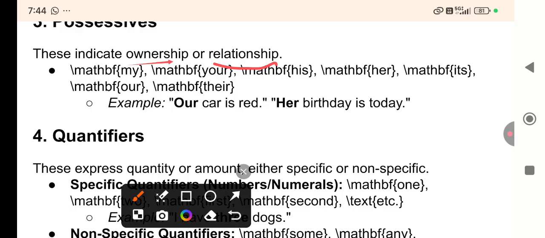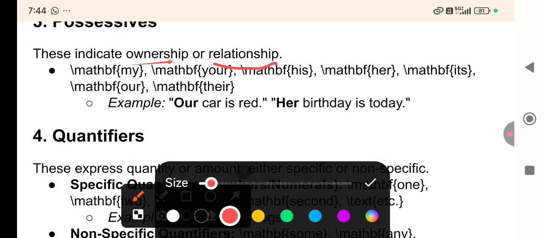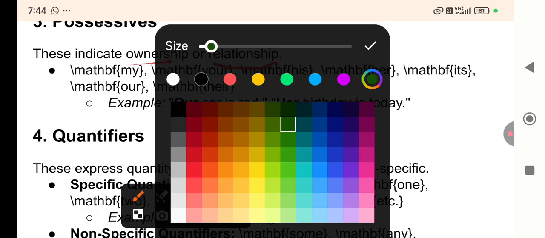Right? This is my class. This class is mine. This is your book. This book is yours. Okay, if you are emphasizing the book, then this is your book. This book is yours, right? Something like this. So all these are called possessive pronouns. So I'm writing it, you can revise it. What are the possessive pronouns?